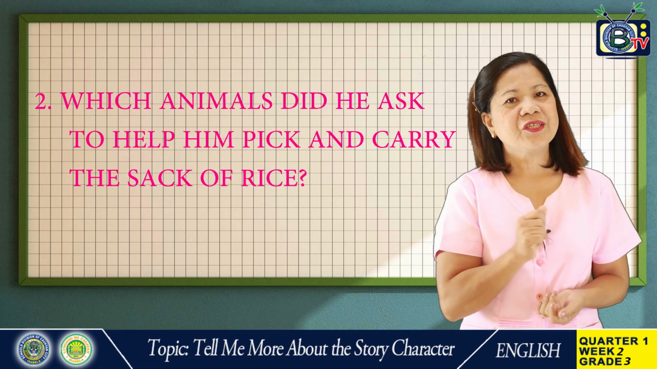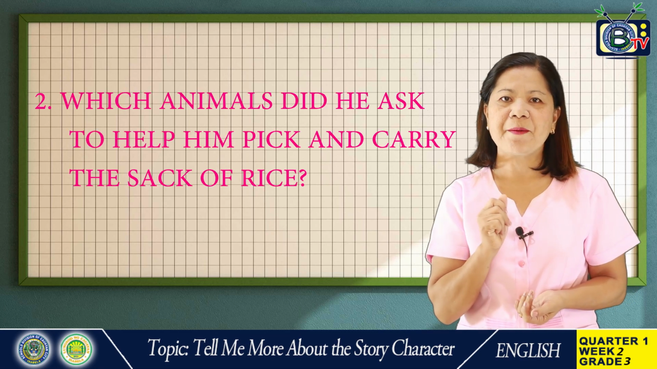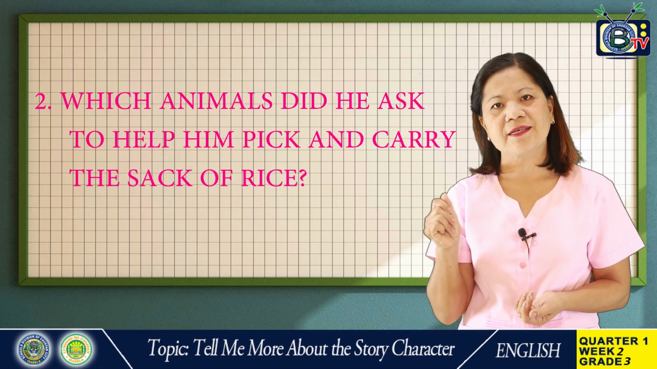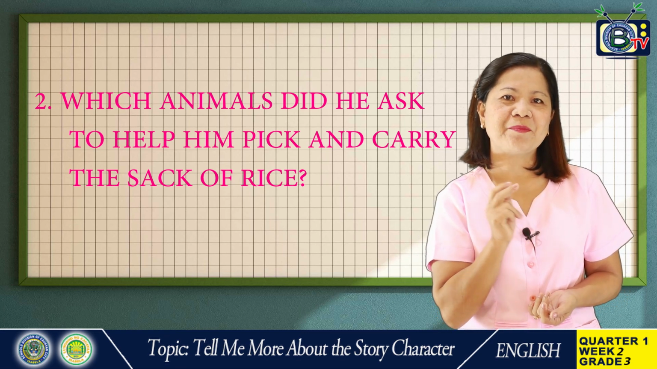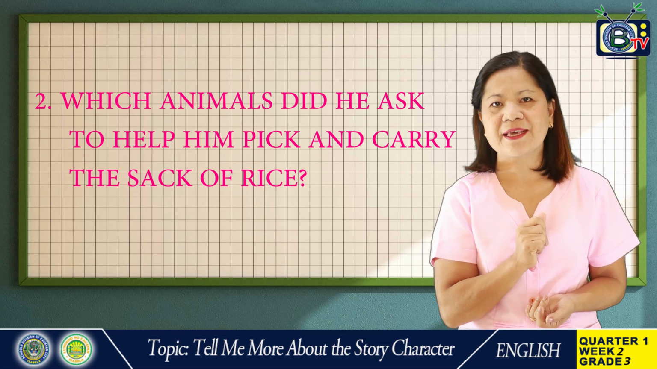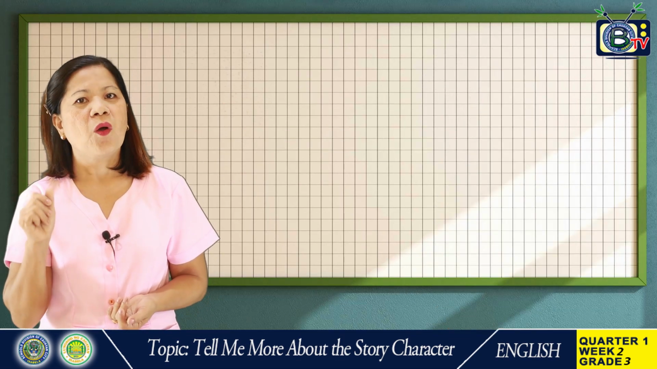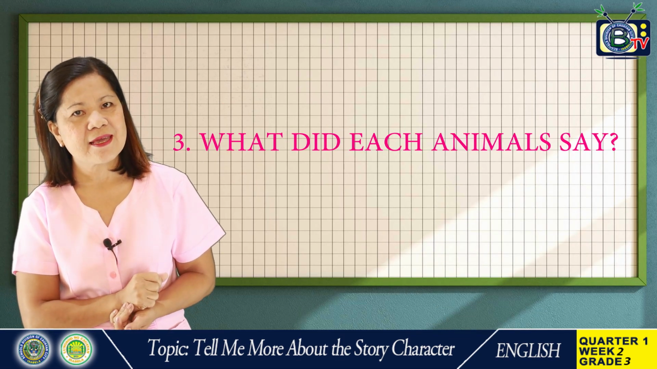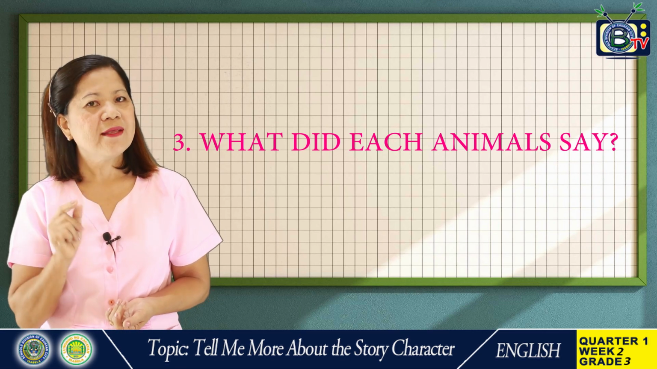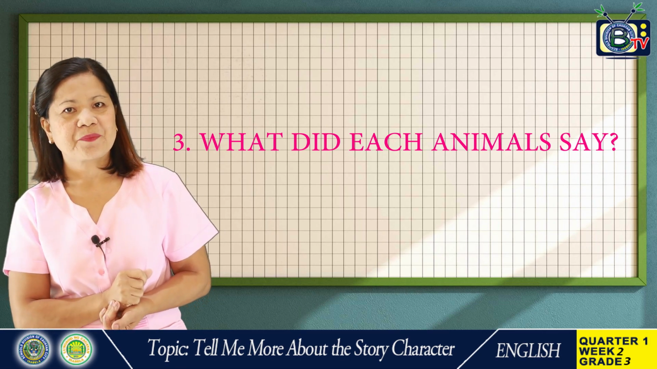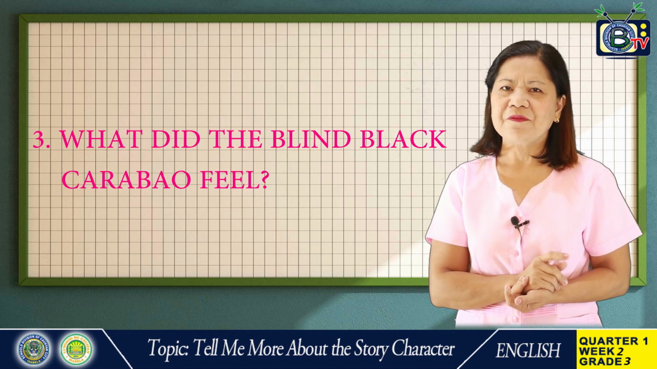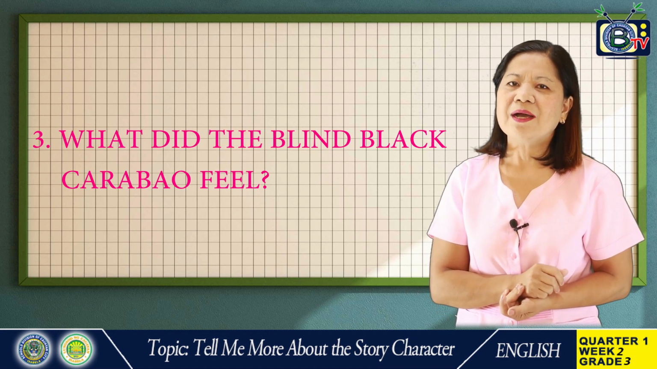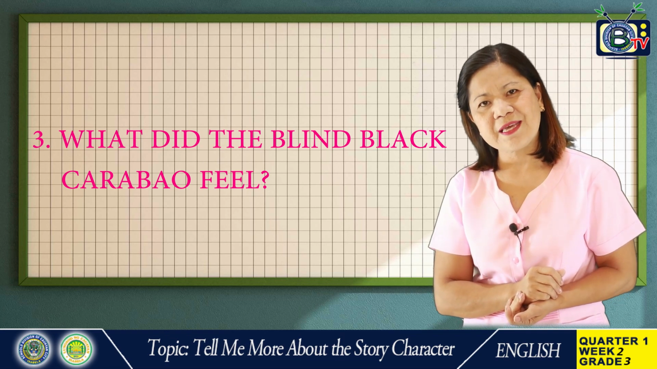Number 2, which animals did he ask to help him pick and carry the sack of rice? Number 3, what did each animal say? Number 4, what did the blind black carabao feel?